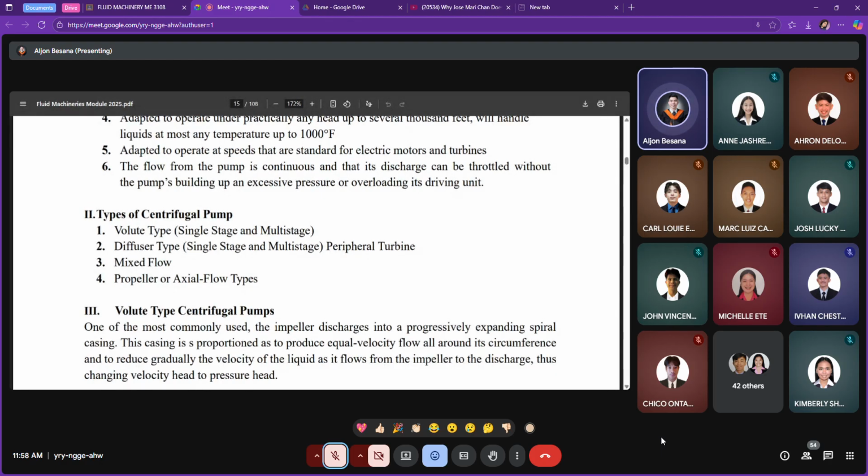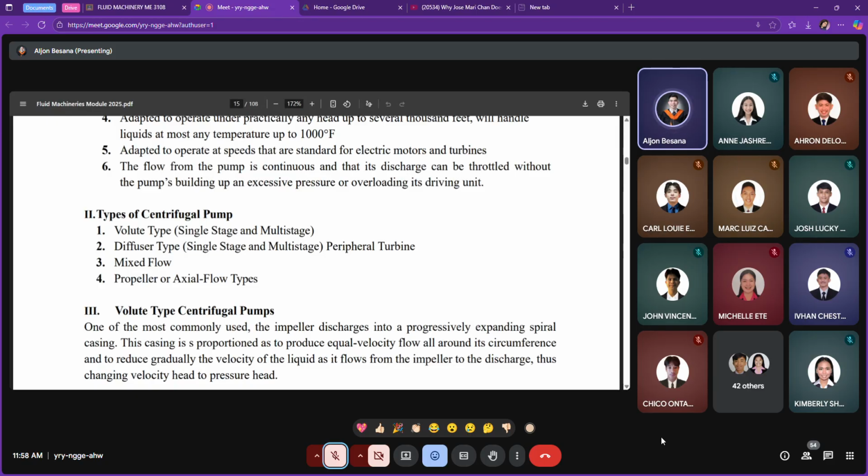So, we have the volute type, the diffuser type, mixed flow propeller or axial. Si volute type, yun yung pinakita kanina sa inyo sa video. While si mix at si propeller, ito naman yung dinrawing ni Sir sa board. Si mixed flow, yun yung ating centrifugal pump na dinrawing ni Sir, pumasok sa x-axis, lumabas sa y-axis.